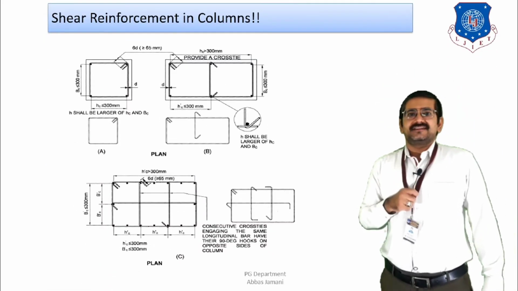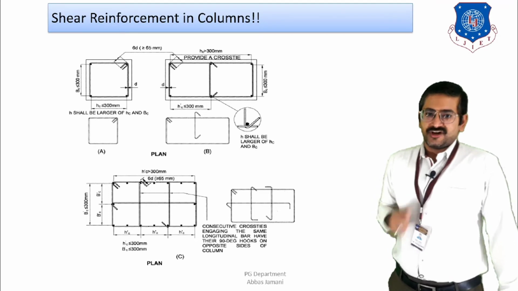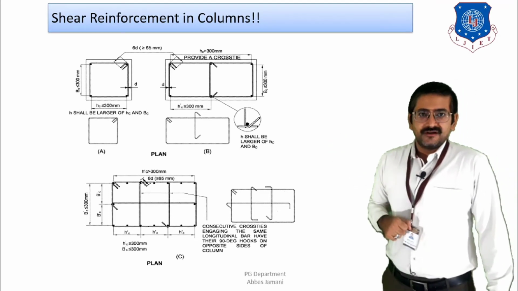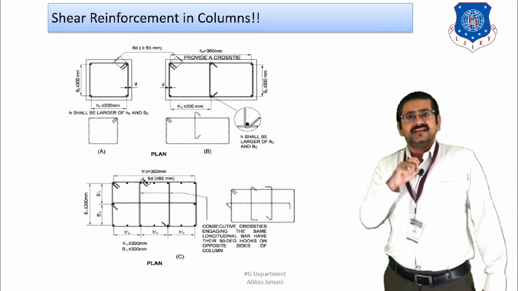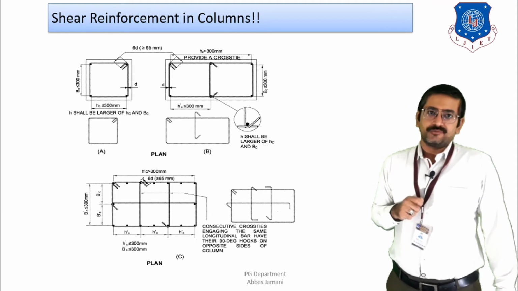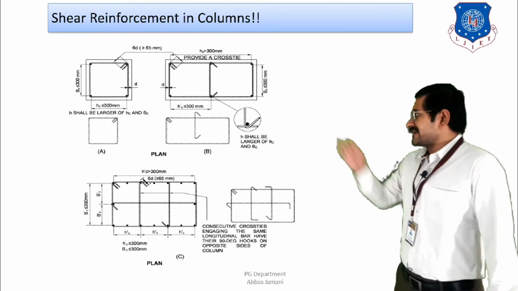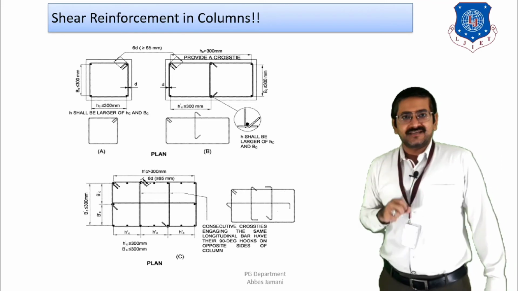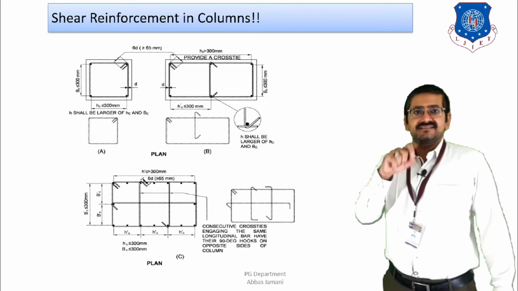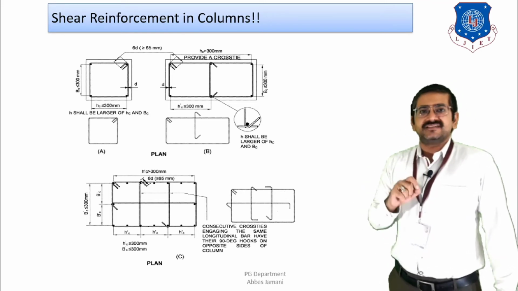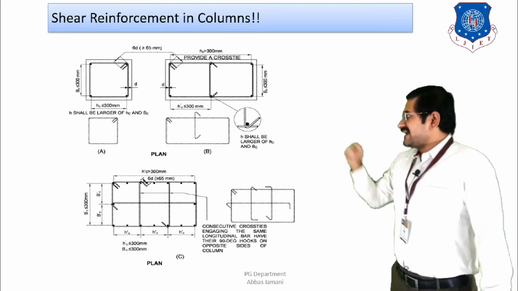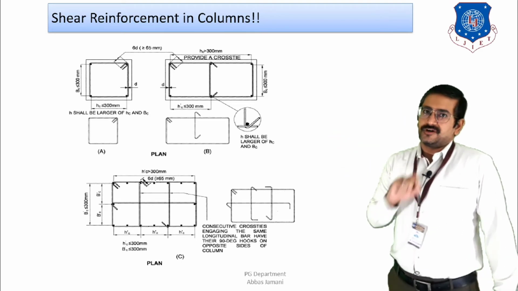Then the next guideline is regarding the shear reinforcement in columns. Again, here three or four figures are shown where the dimensioning of the sketch of the circular loop or the closed loop is shown. If I talk about the first sketch, then two dimensions are given. First is BC and second is HC. BC you can consider as the breadth of the column and HC you can consider as the height or length of the column.